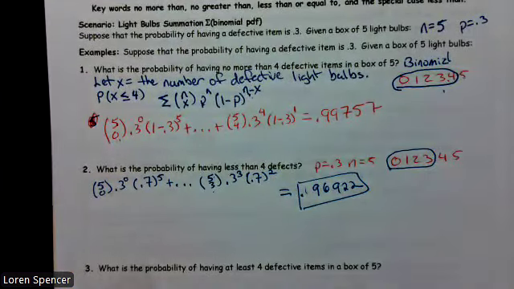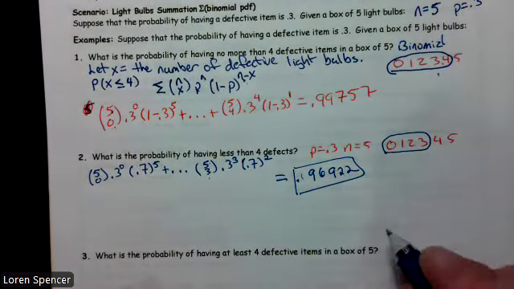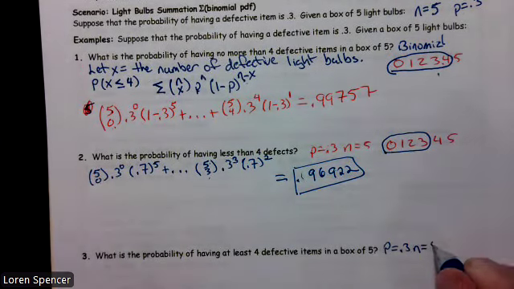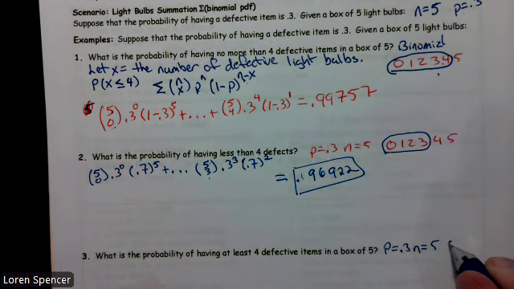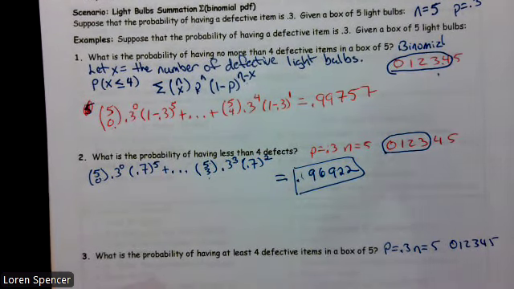All right, the next one. What's the probability of having at least 4 defective items in a box of 5? Well, probability is still 0.3, n is 5. We're still going to have the same number line, 0, 1, 2, 3, 4, 5, but it's having at least 4. Well, 0 is not at least, 1's not at least, 2, 3. So that means I'm circling 4 and 5.